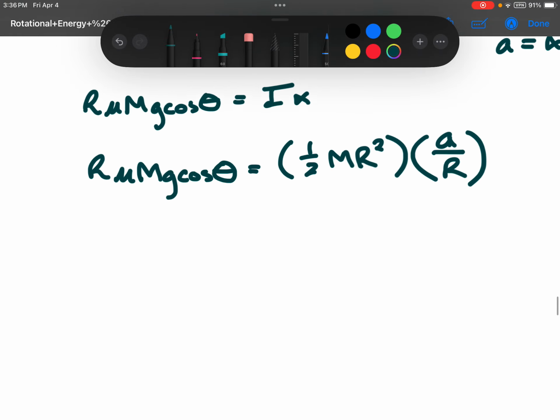All right, what we want to do next is go through and clean this up, simplify things. If we look, we have m on both sides of the equation. We have r squared divided by r, so that'll just leave r. But then, very nicely, we have r on both sides of the equation, so both r's will cancel out. Let's write what we have now. So mu g cosine theta equals 1/2 the linear acceleration.